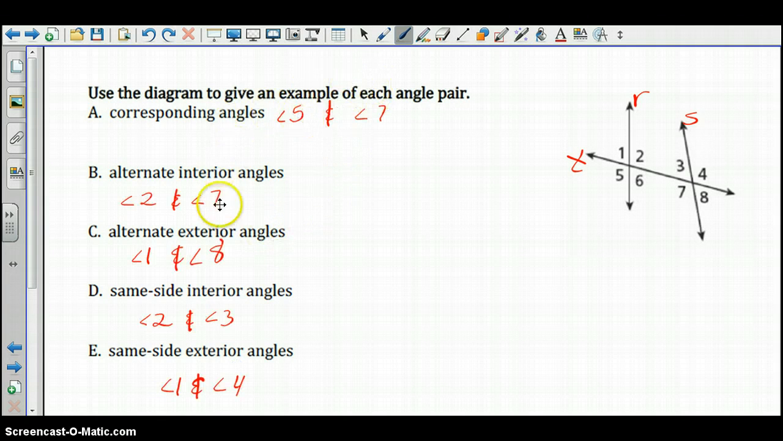Okay, here are some choices that I made. Corresponding angles, 5 and 7. They're both below the transversal on the left sides of lines R and S. Alternate interior, 2 and 7. Opposite sides of the transversal, but between lines R and S. Alternate exterior, I chose 1 and 8. Alternate sides of the transversal and outside of lines R and S. Same side interior, angles 2 and angle 3. Same side exterior, angle 1 and angle 4. These are only some options from each of these examples that I could have chosen.